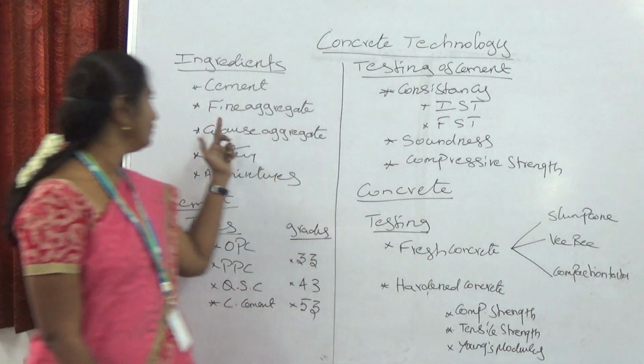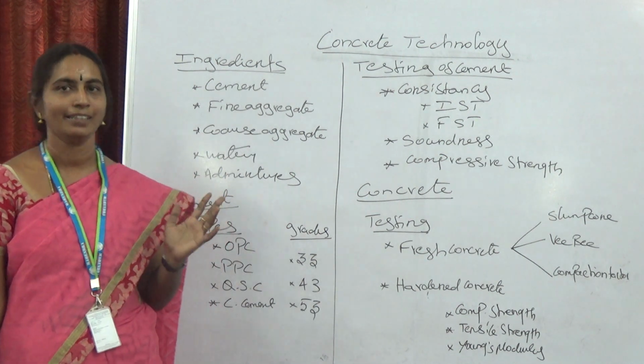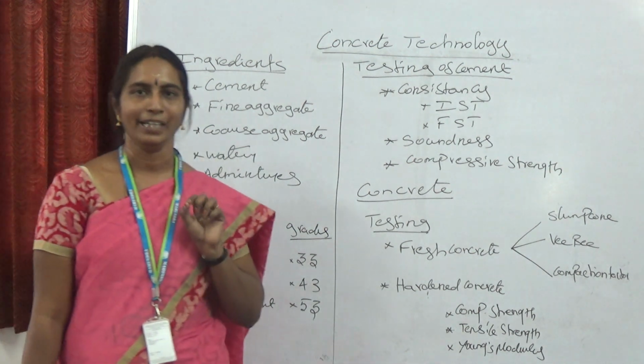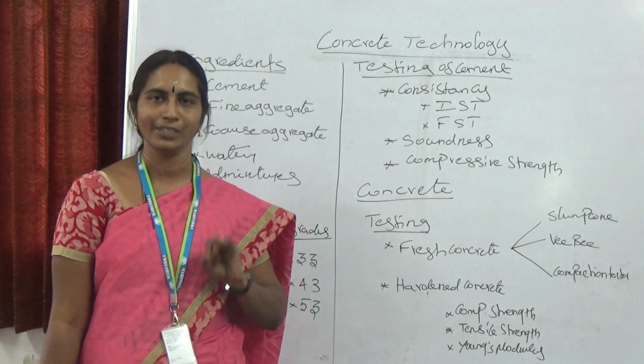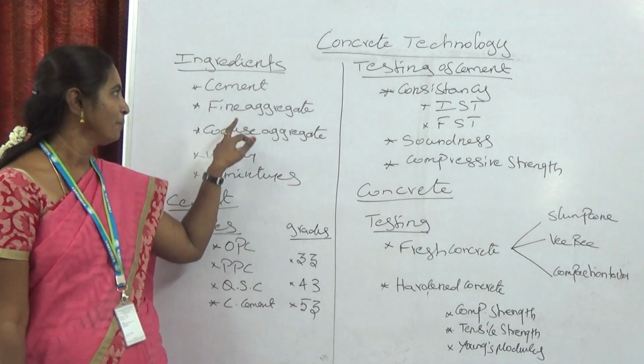The next topic is fine aggregate. Now we use sand as the fine aggregate. The technical name is fine aggregate. The main important properties of fine aggregate are water absorption, specific gravity and moisture content, which are used for making the concrete.